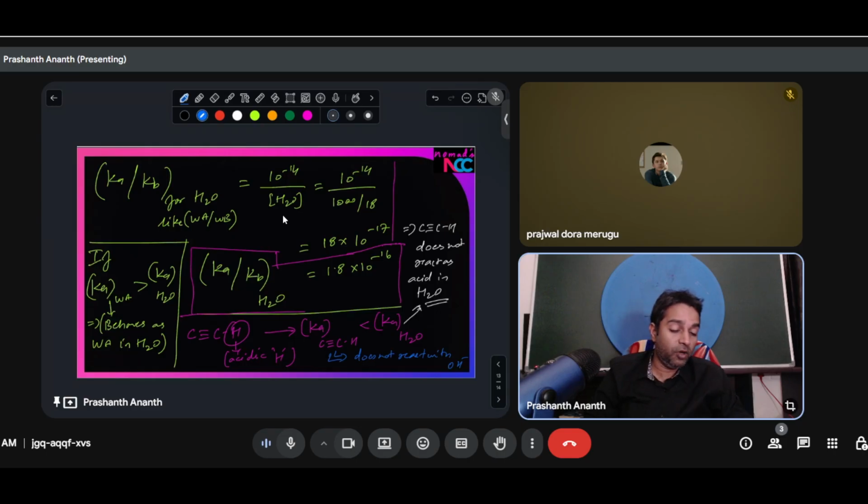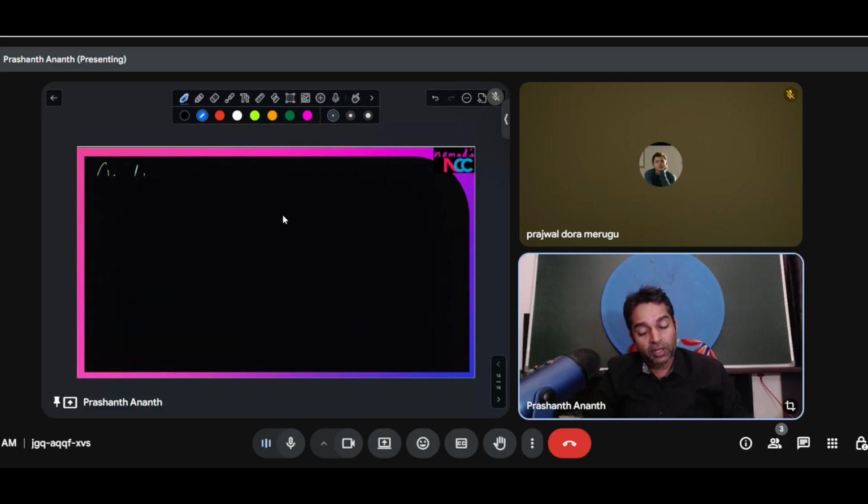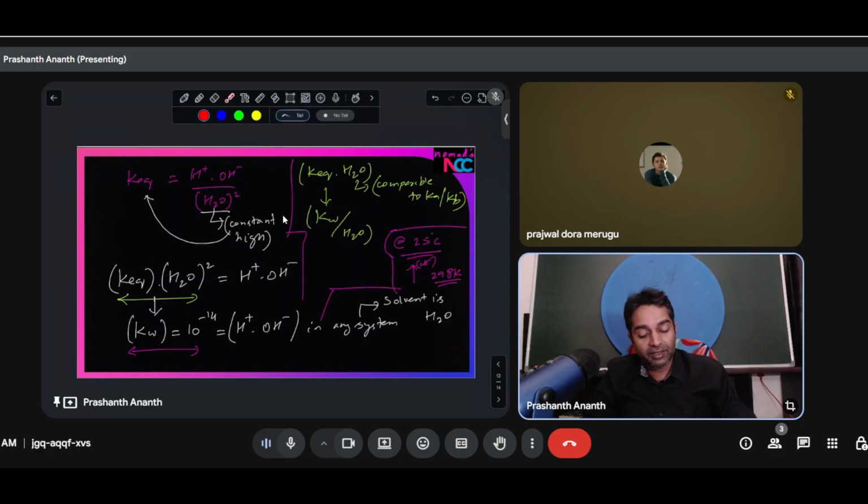That is the basic idea over here. Or you can say it does not dissociate into water as a weak acid. Okay, so now this is the Ka or Kb understanding or interpretation for water. And for water, you are always going to have Kw equal to 10 power minus 14, equal to [H+][OH-], at 25 degrees Celsius or 298 Kelvin.